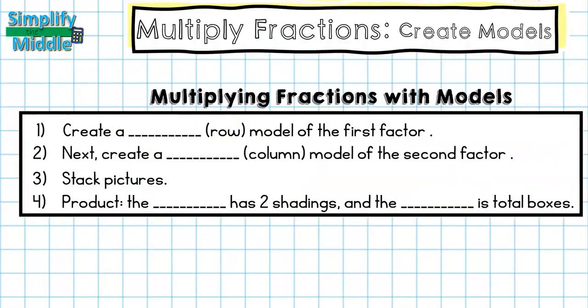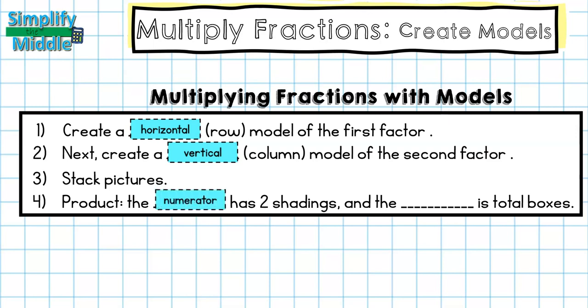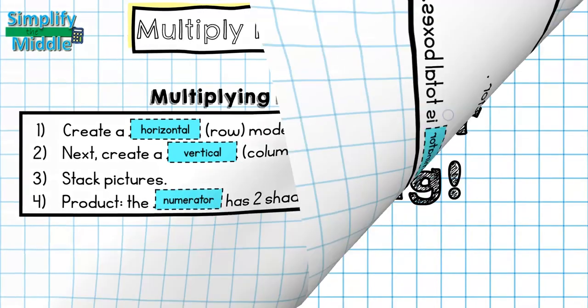Let's wrap up. For multiplying fractions with models, you're going to first create a horizontal row or model for the first factor. Next, you would create a vertical or column model for the second factor. Stack your pictures, and the product or your answer, for the numerator, it will have 2 shadings, and the denominator is the total number of boxes.